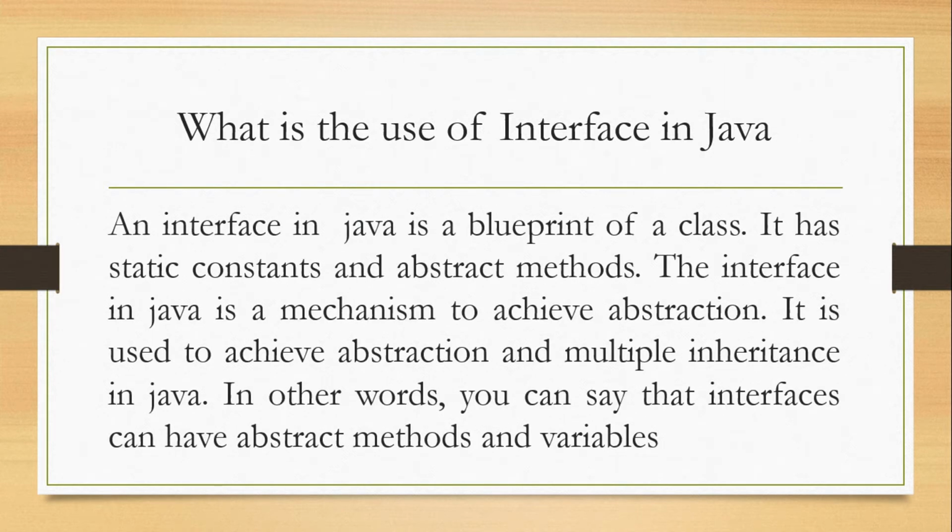An interface in Java is a blueprint of a class. It has static constants and abstract methods. The interface in Java is a mechanism to achieve abstraction. It is used to achieve abstraction and multiple inheritance in Java. In other words, you can say that interfaces can have abstract methods and variables. So many technical terms, right?